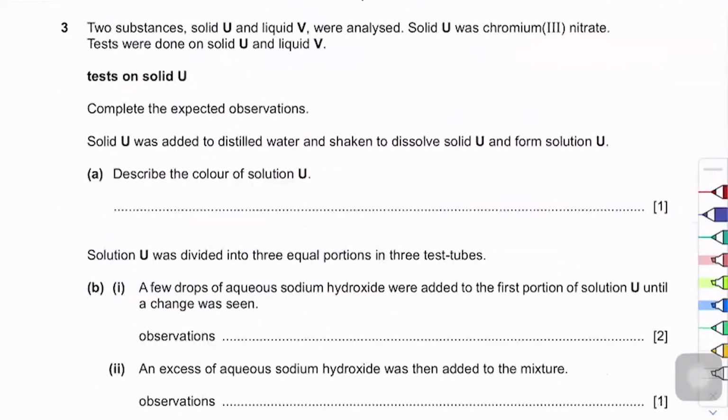Okay, two substances, solid U and liquid V, were analyzed. Solid U was chromium-3 nitrate. I have chromium-3 and I have nitrate. Tests were done on solid U and liquid V. Complete the expected observations. So solid U is chromium-3 nitrate. What color would it be? Chromium-3. We already know chromium-3 is green, right? So this should be green.